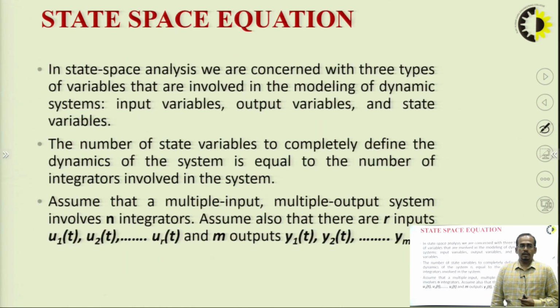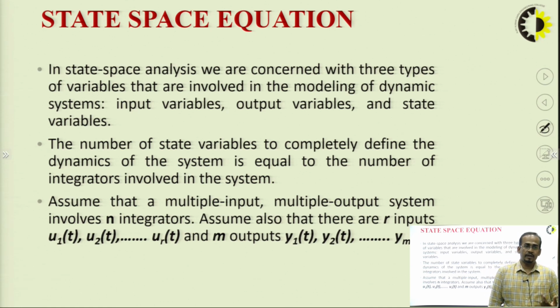In state space analysis, we are concerned with three types of variables that are involved in the modeling of dynamic systems, that is input variable, output variable and state variable. So if I am talking about the system, in any system there are one input and one output.